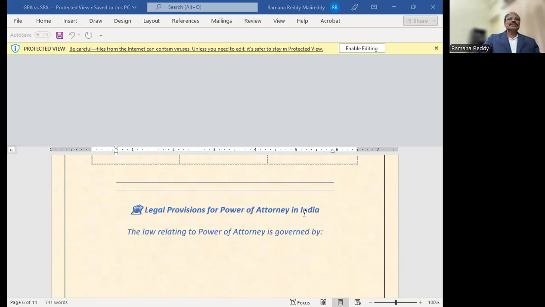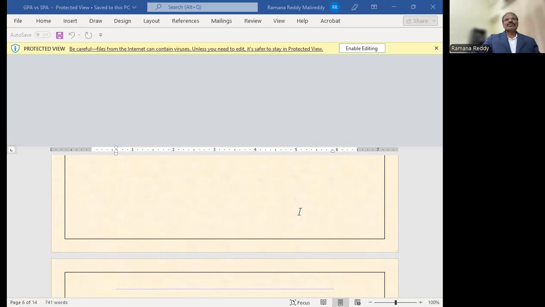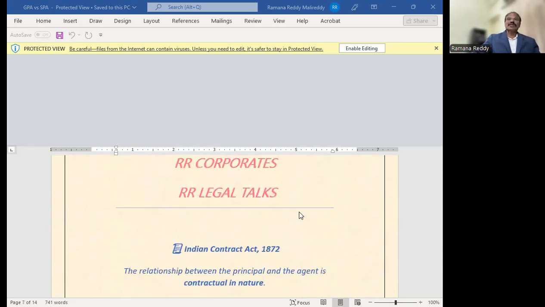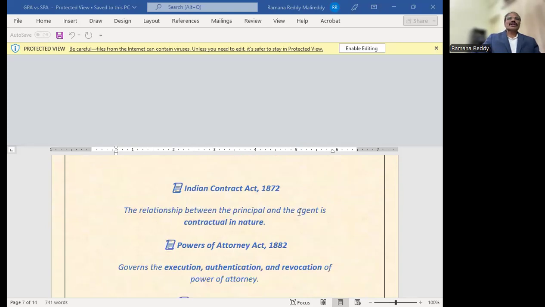So the legal provisions for power of attorney in India, what are the laws involved? The law relating to power of attorney is governed by not only one law; various laws are involved. I will explain in detail. First, the Indian Contract Act 1872. The relationship between the principal and the agent is contractual in nature because I am giving authority as a principal to my agent.